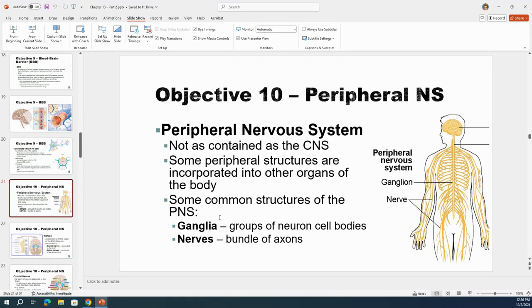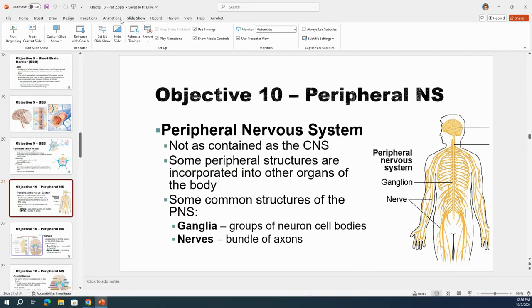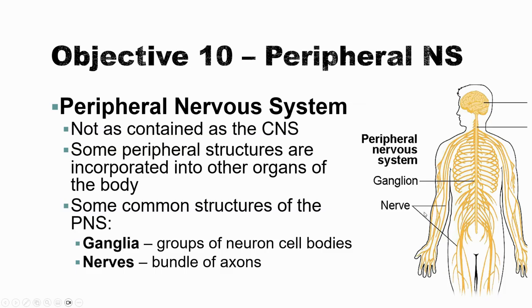Alright guys, so this is going to be our final video for chapter 13. It's going to be our longest video, most likely because we're going to be talking about specific nerves. So far we've mostly focused on the central nervous system, but we are going to talk a little bit about the peripheral nervous system. And so in the peripheral nervous system, we're going to have our nerves and all of those things that extend out beyond the central nervous system.